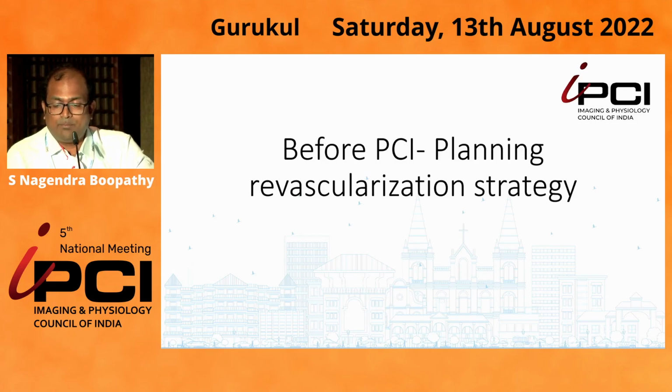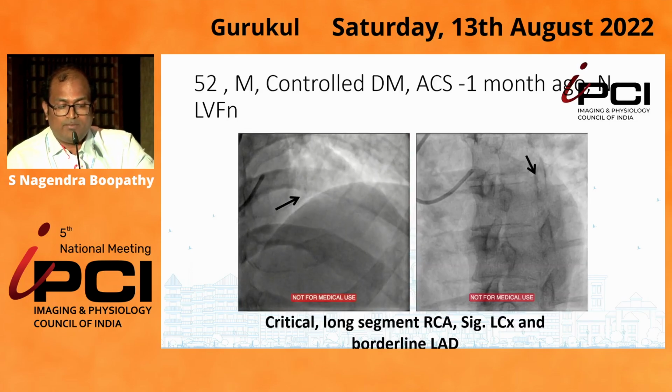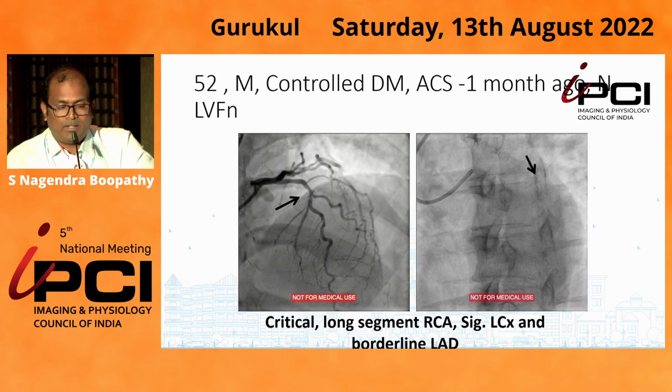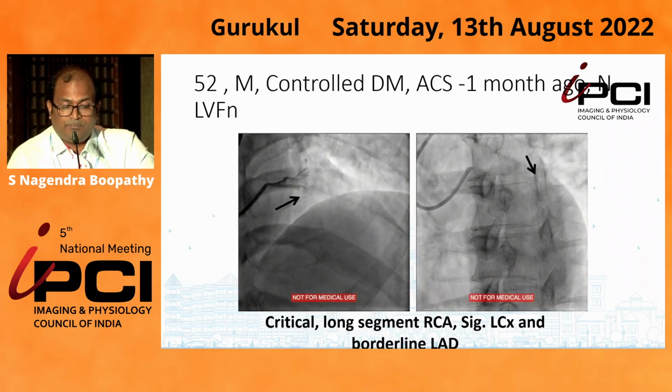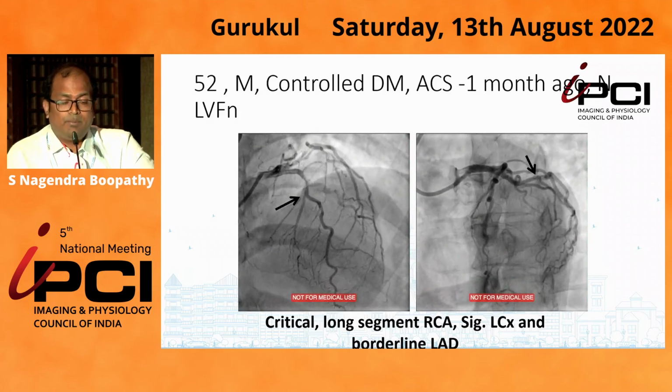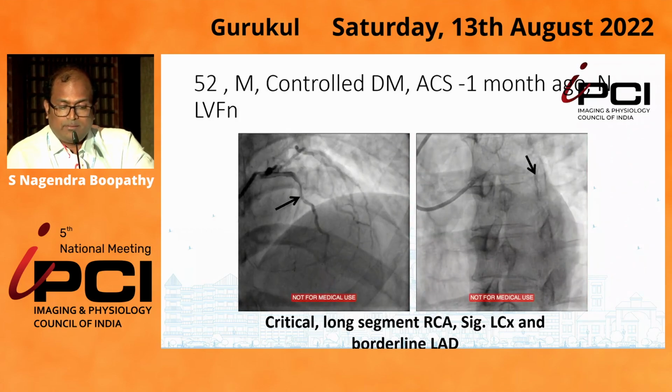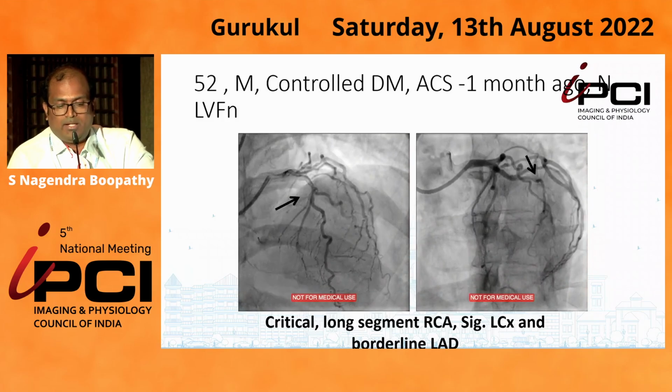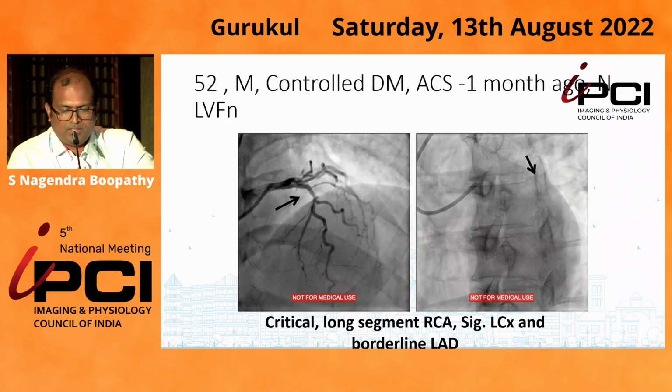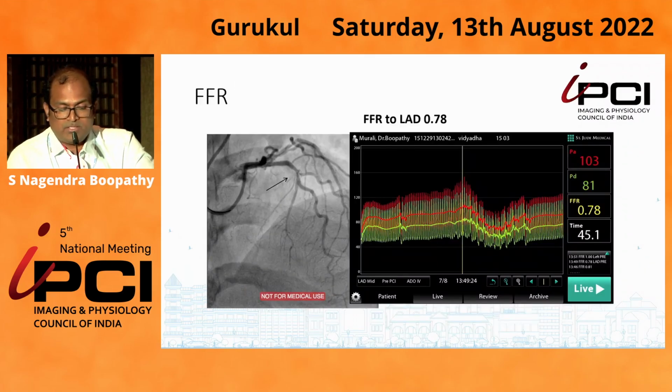How have these strategies helped me in my clinical practice before revascularization? Here's a 52-year-old male, done way back in 2013. Triple ACS, culprit is RCA, long lesion. That's a bifurcation lesion in the circumflex. This is a borderline LAD lesion. I thought it was not going to be significant. However, it turned out to be 0.78.